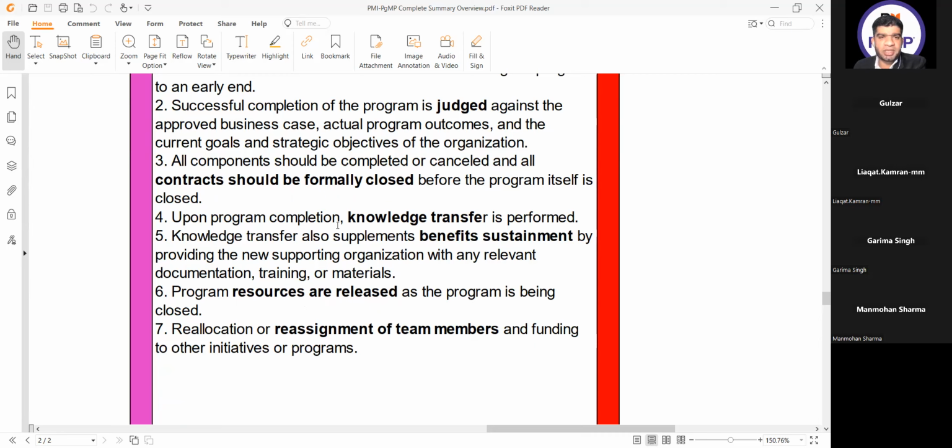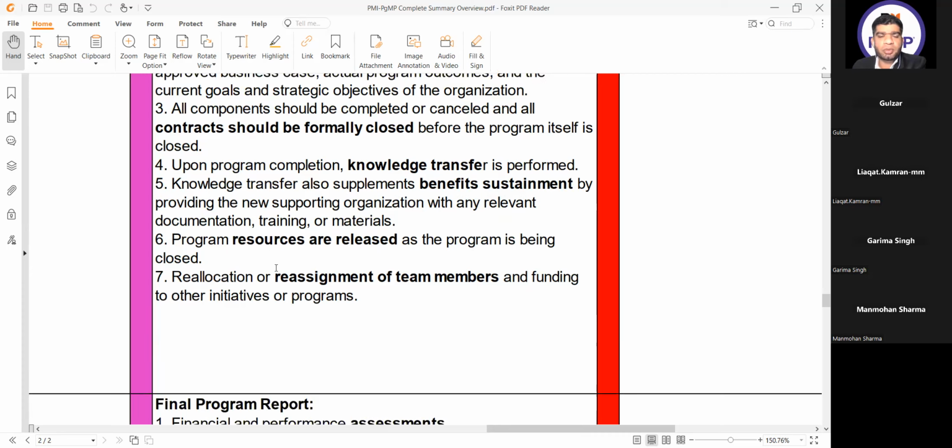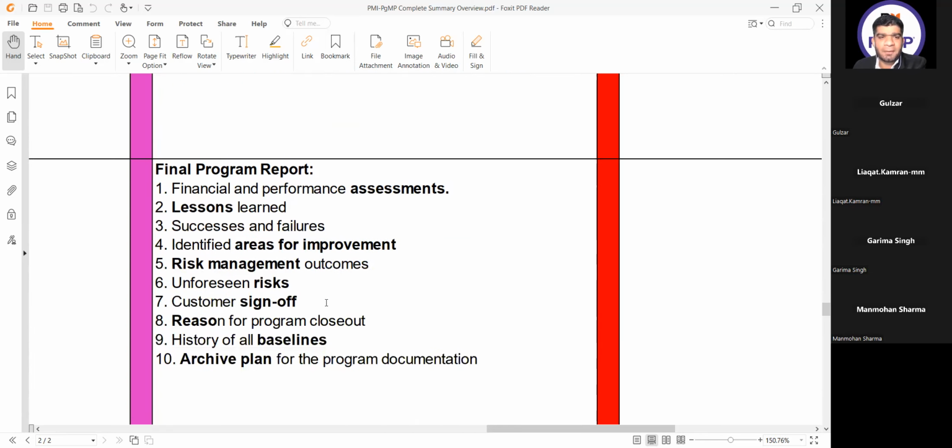Upon program completion, knowledge transfer is performed. Knowledge transfer also supplements benefit sustainment by providing the new supporting organization with any relevant documentation, training, or material. Program resources are released as the program is being closed. Reallocation or reassignment of team members and funding to other initiatives or programs. This is the part of program closure activity in which we transition the resources.